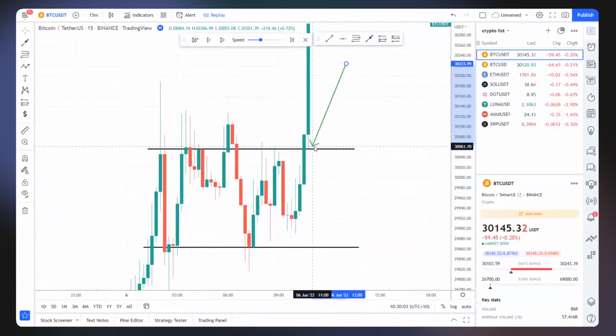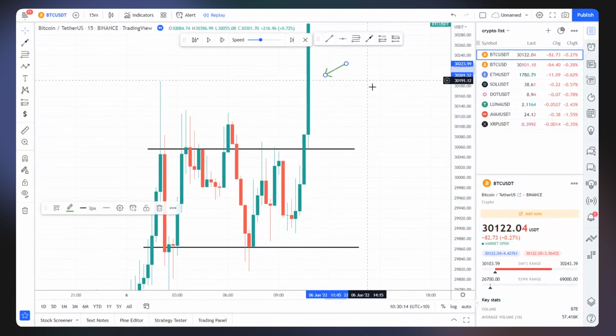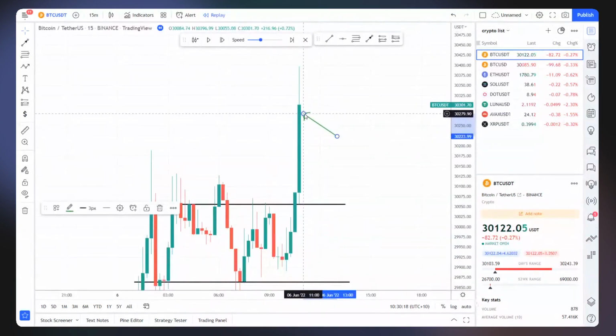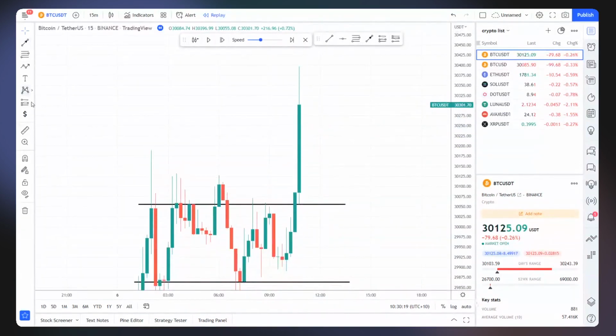Even though I say crypto's not a game of perfection, this line might not be in the right spot, guys. So there was a perfect retouch right here. It comes down, hits the line, and then look at what we got. An absolutely massive push to the upside. So what would I do in this scenario? Well, obviously we're going long.